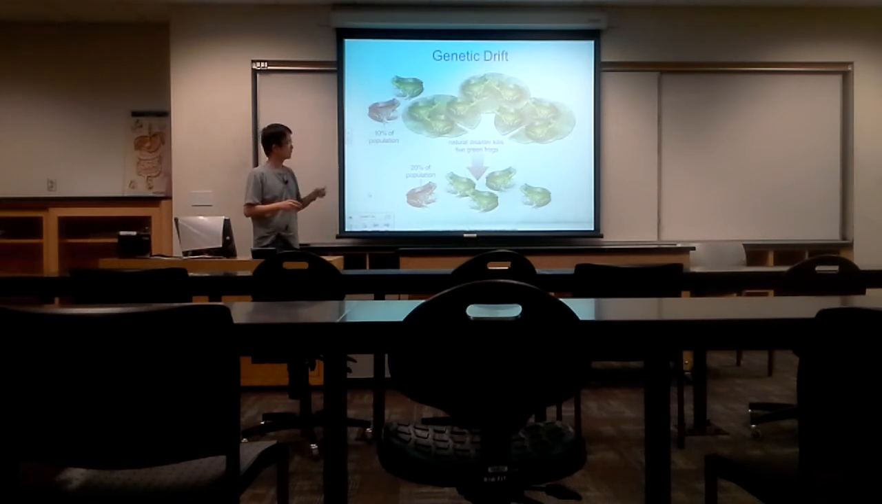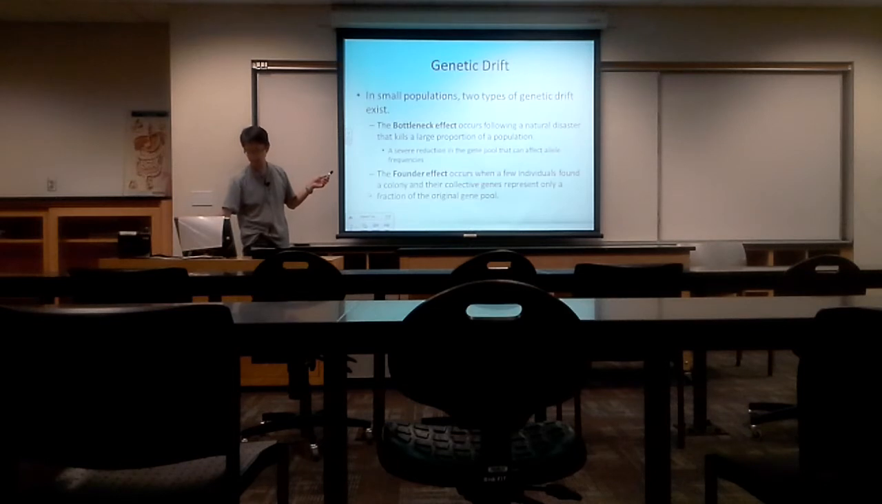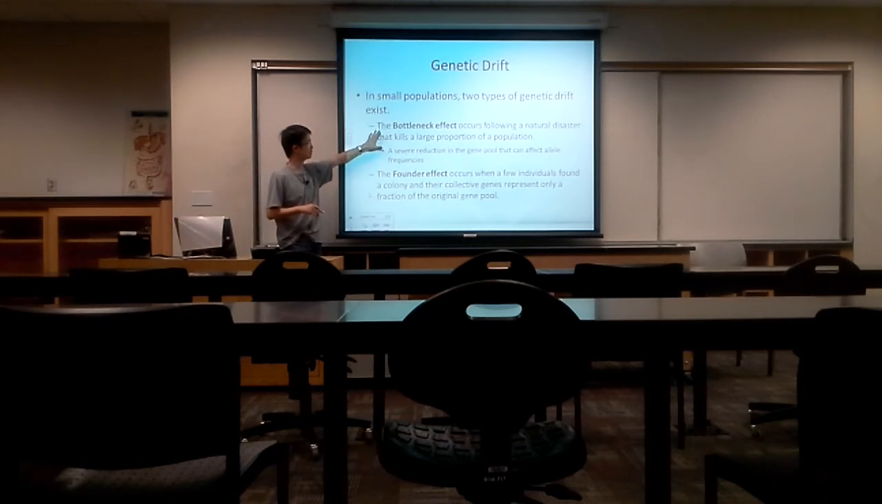So because of a natural disaster killing some of the green frogs, you can see there's a change in the genetic equilibrium. There's a change in the allele frequency and a change in the genotype frequency. Under genetic drift, we have two different types: one is called the bottleneck effect, and one is called the founder effect.